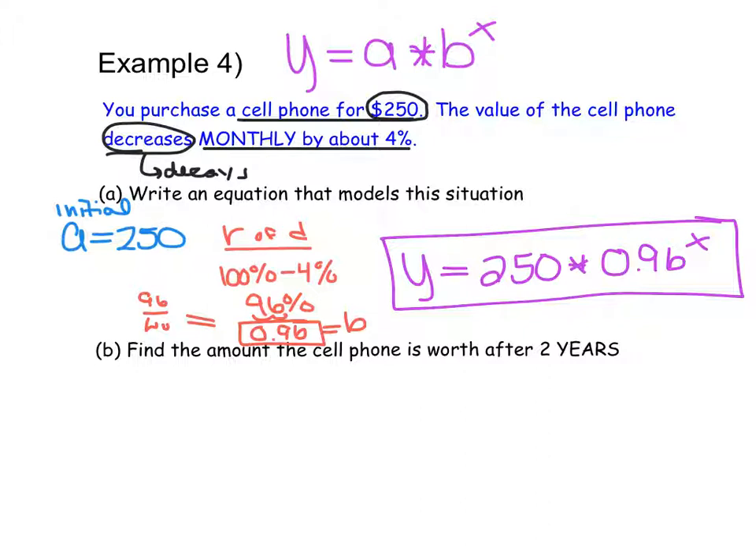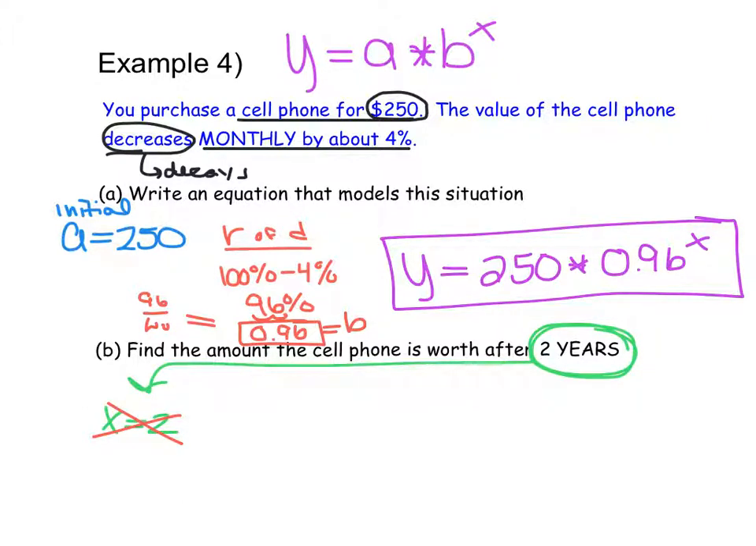Then this last piece says to find the amount the cell phone is worth after 2 years. Now, the most common thing that students do incorrectly here is they rush a little bit too much and they say that x is equal to 2. I'm here to tell you right now that in this case, even though it says 2 years, x does not equal 2. Let's go back up and read our original problem.